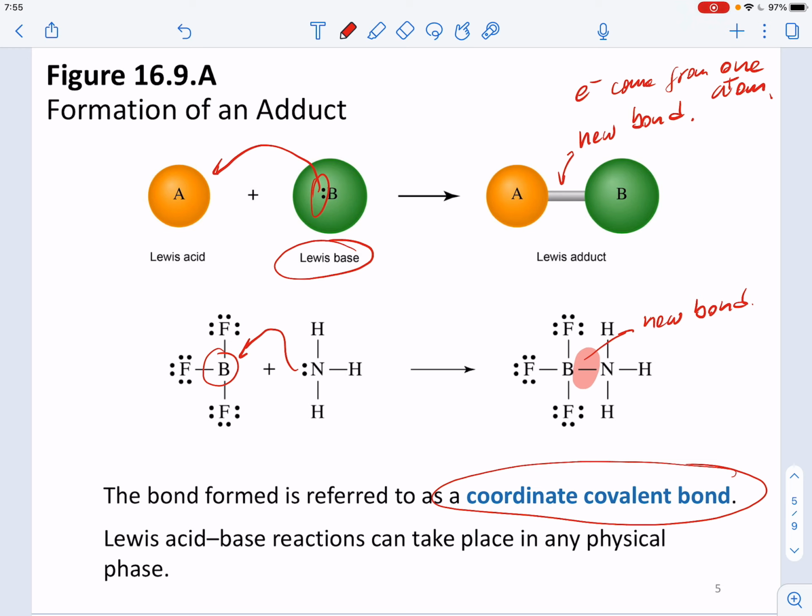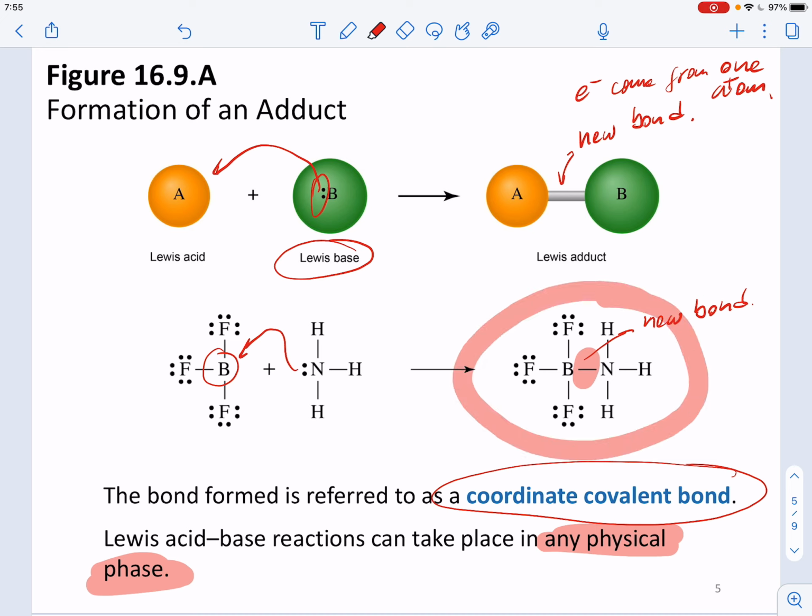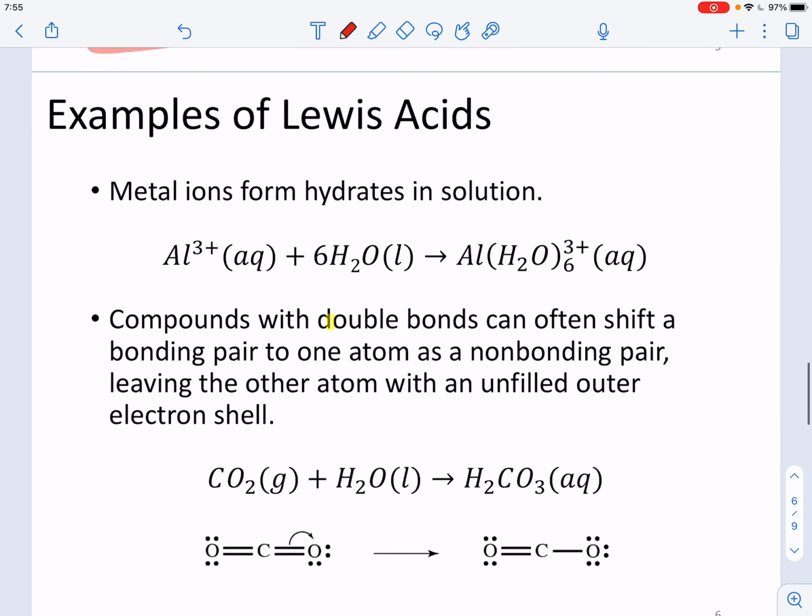And one of the good things about the Lewis acid-base theory is that these reactions are not limited to aqueous media, not even a liquid media. So you can have acid-base reactions basically in any physical state. Could be the solid state, could be the liquid state, could be any combination of states. You can always produce the adduct in these reactions, regardless of the state of matter. So, some examples of Lewis acids.